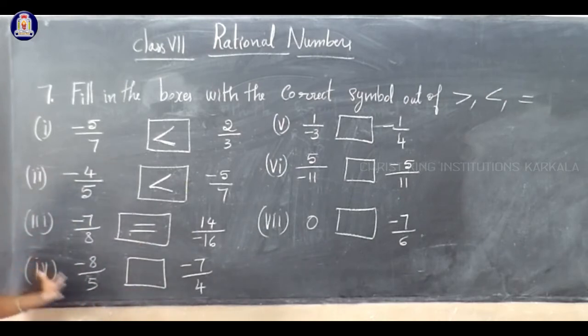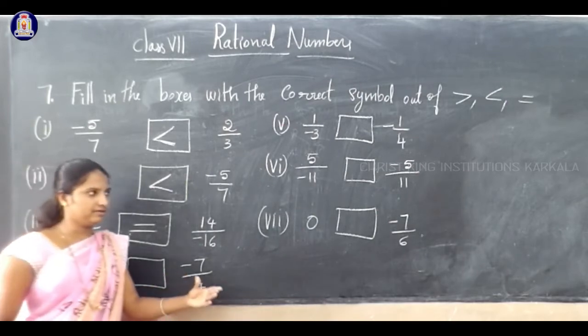So now, see the fourth question. What is the fourth question? Minus 8 by 5 and minus 7 by 4.